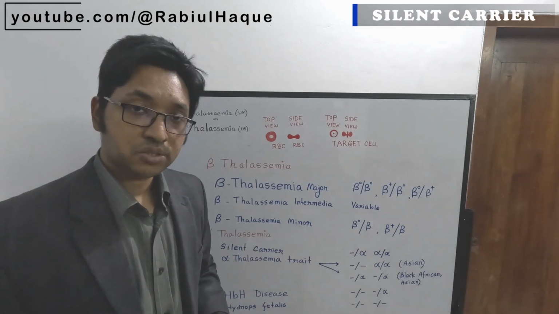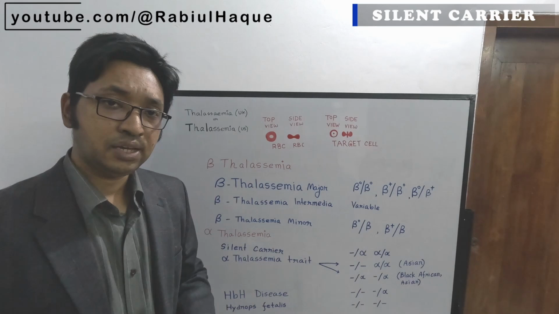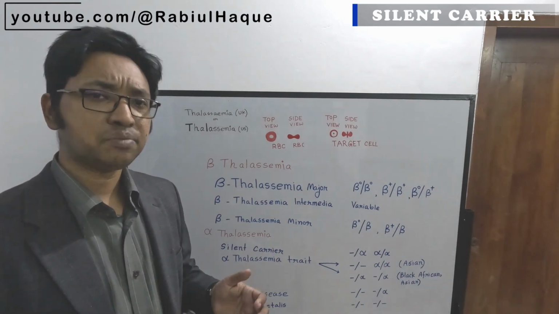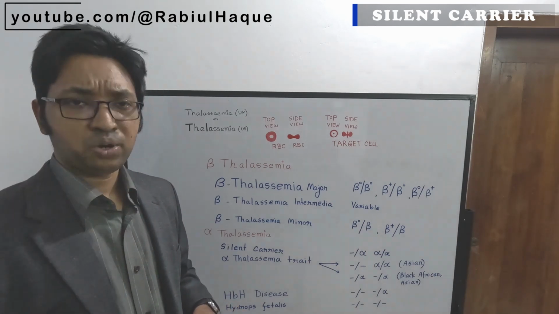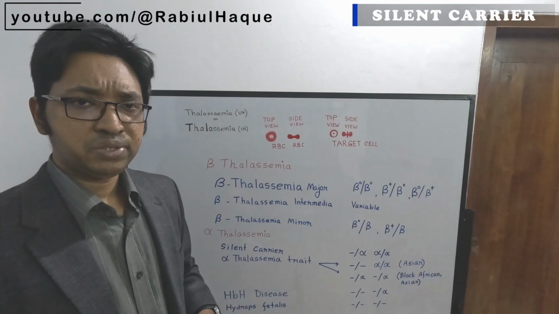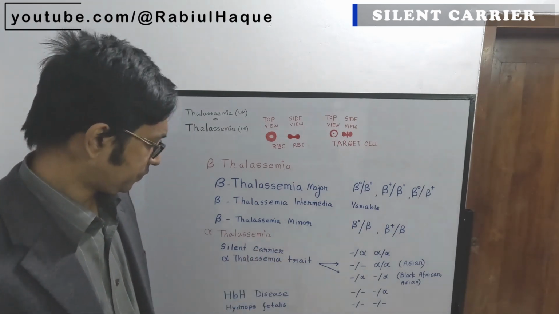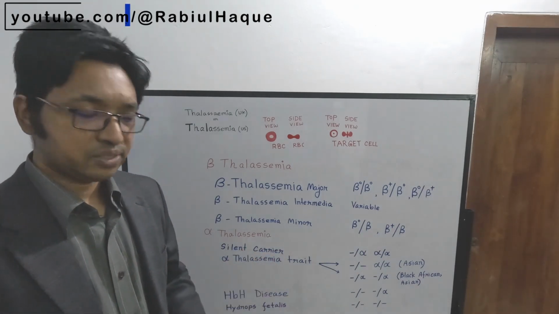So the person will have no symptom, the person will have no anemia, and only in the peripheral blood film we will see slight microcytosis. So the red blood cells will be slightly smaller, but that will be asymptomatic. The person will not have anemia. So silent carrier will also require no treatment.